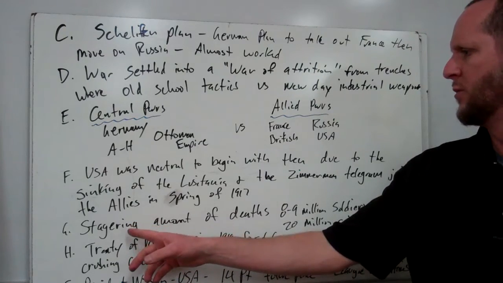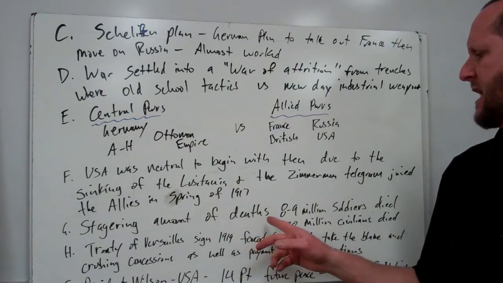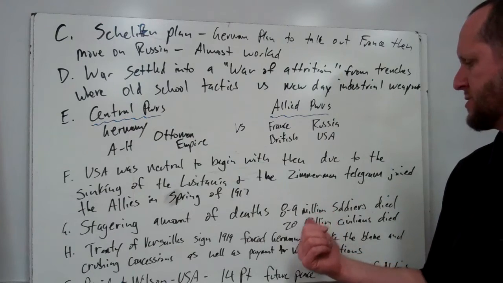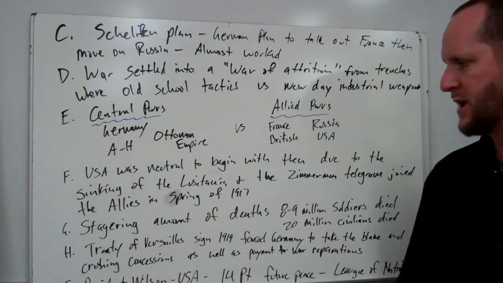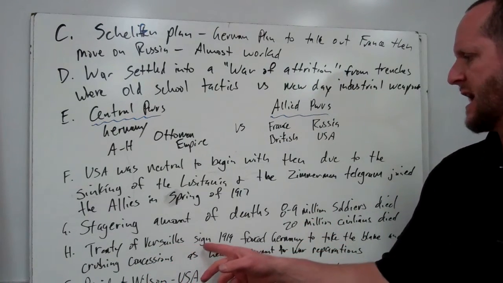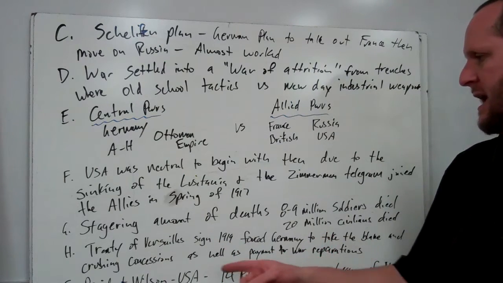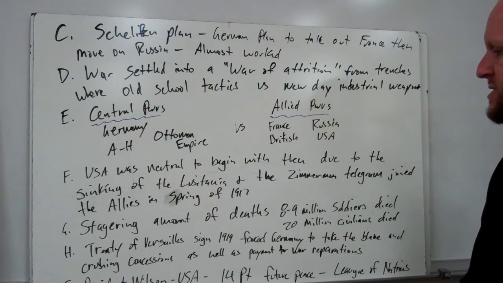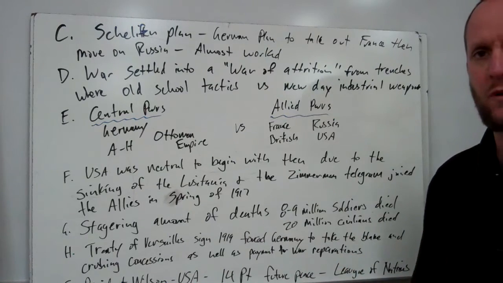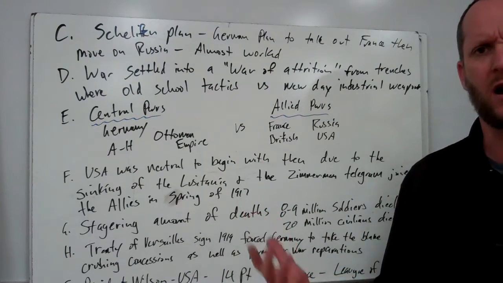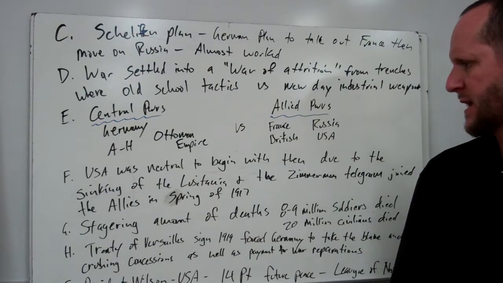Now, World War I had a staggering amount of deaths: 8 to 9 million soldiers, 20 million civilians were killed. The Treaty of Versailles, which was signed in 1919, forced Germany to take the blame, and crushing concessions as well as payment in war reparations, which they just paid off like in 2010 or something like that.